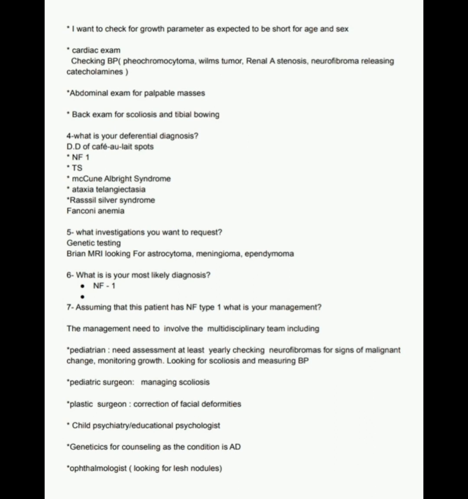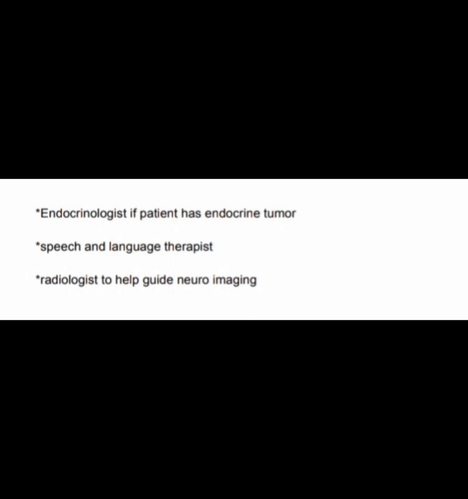The management also involves an endocrinologist if the patient has an endocrine tumor, a speech and language therapist, and a radiologist to help guide neuroimaging.